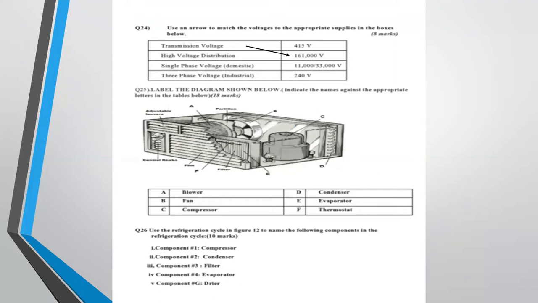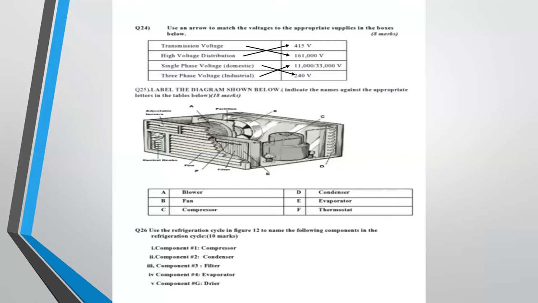After that, the next highest voltage is 11,000 and 33,000. So you ask yourself, which of these can carry that? Is it high voltage distribution, single phase, or three phase? So yes, it's a three phase industrial voltage. That's the only one that can carry 11,000 and 33,000. The next question, what can carry 415? Yes, the 415 volt is carried by a high voltage distribution line. So high voltage distribution will take 415, and then it will be stepped down to our level for various domestic use. So 240 volts are coming to our various homes. So single phase domestic voltage will take 240.